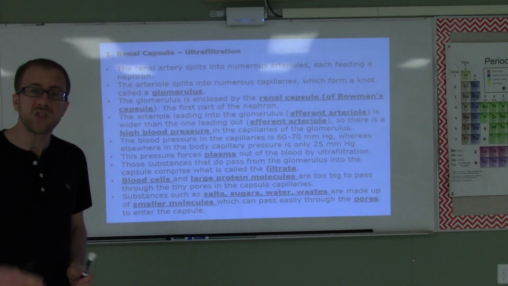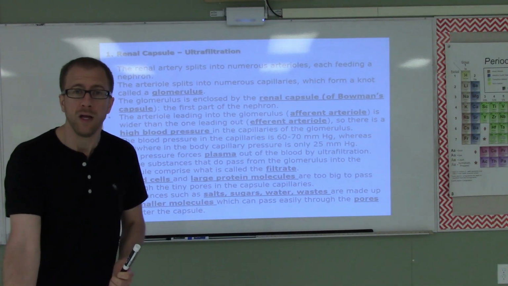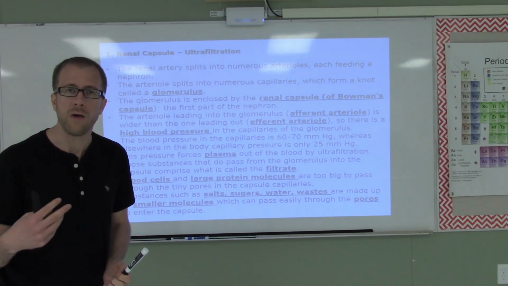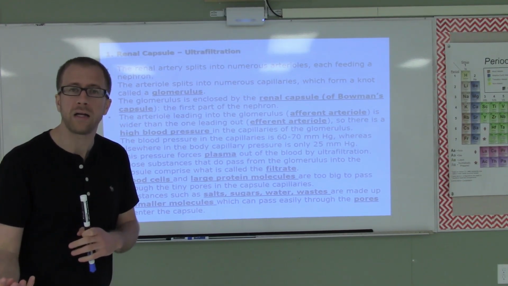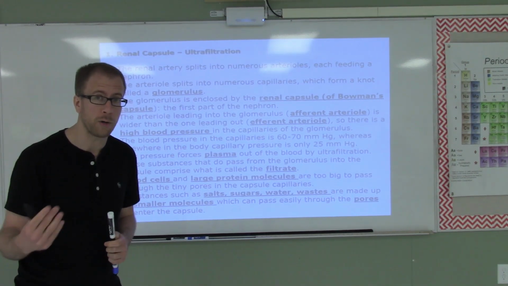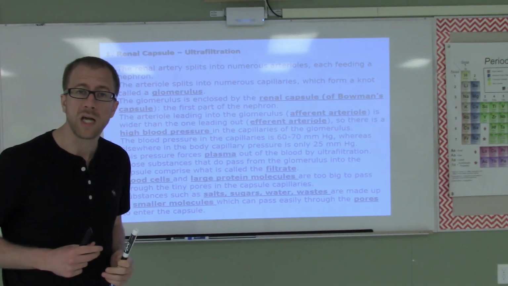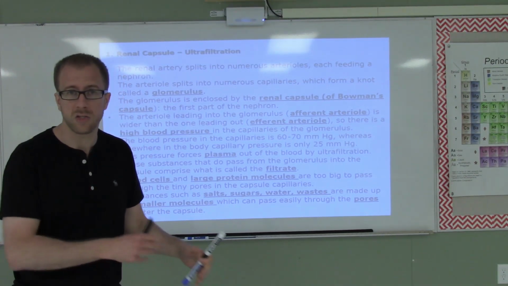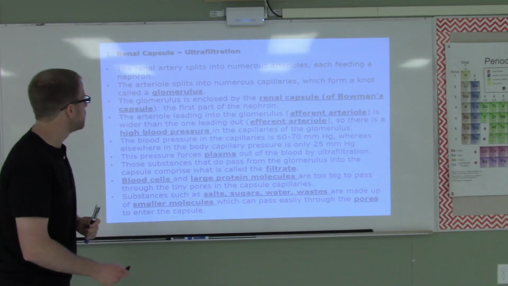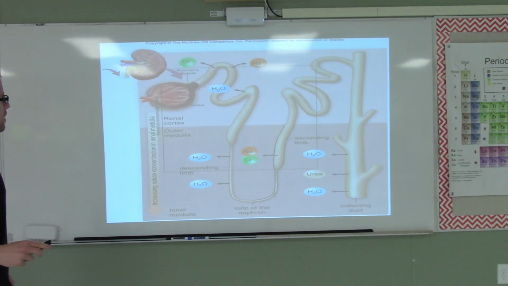So we have a lot of stuff entering the Bowman's capsule, but most of that we're probably going to want to reabsorb. Right? We need to maintain fluid balance and salt balance in our blood, so we're probably going to reabsorb a lot of water, a lot of salts. We don't want to lose out on small molecules like amino acids or sugar, so we're probably going to reabsorb all of those as well.